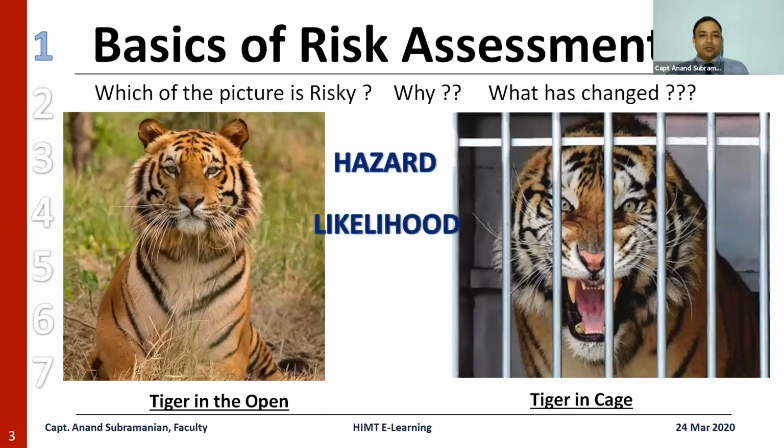Now, when we compare these two pictures, the hazard is common for both. That means the tiger in the open and the tiger in the cage. If I go near it, I'll surely end up as lunch for the tiger.